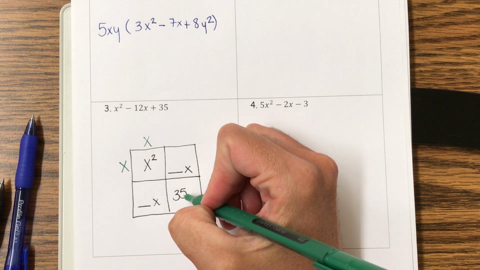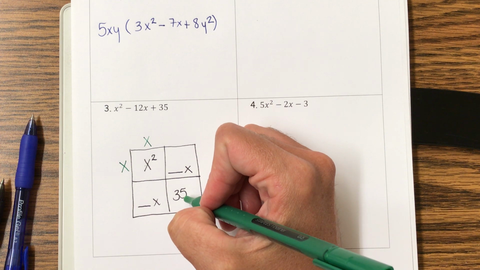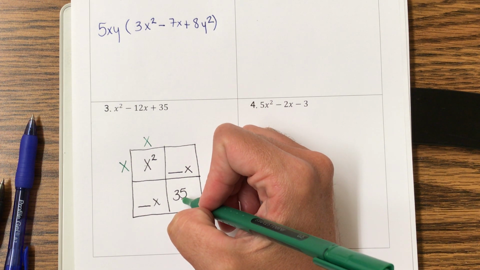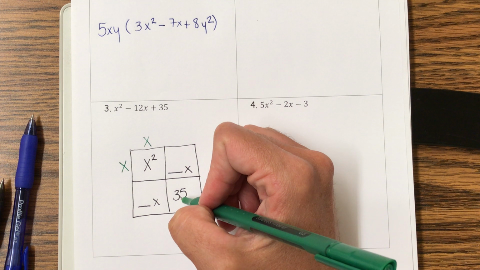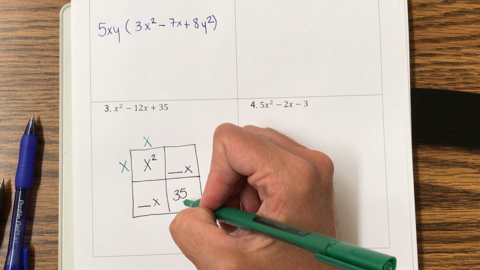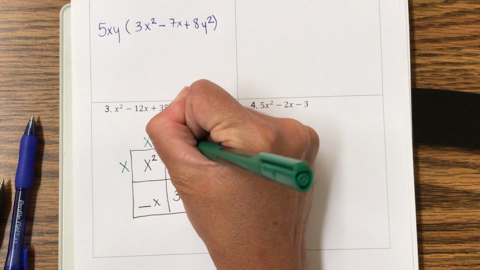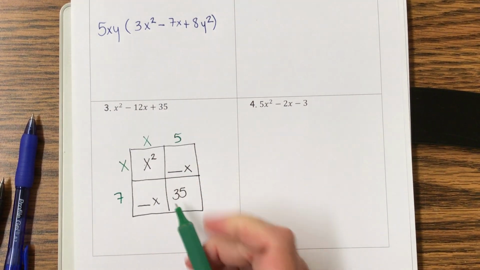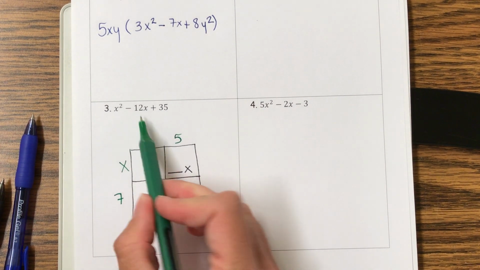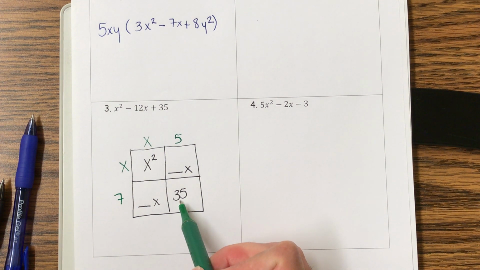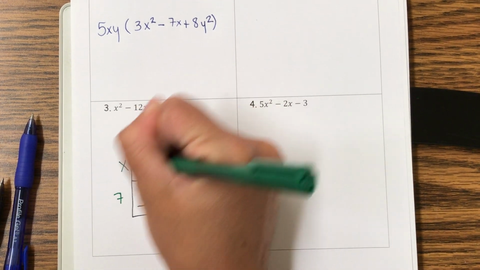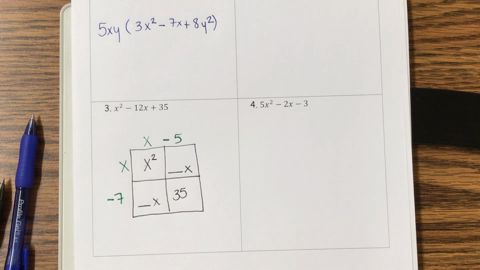So now, factors of 35. So 1 and 35, 5 and 7. So which one is it going to be? The 1 and the 35 or the 5 and the 7? Well, which one is going to be the only two that I can put together to add to negative 12x? Has to be the 5 and the 7. Now, because it's got to add to negative 12 and multiply to positive 35, both the 5 and the 7 have to be negative.